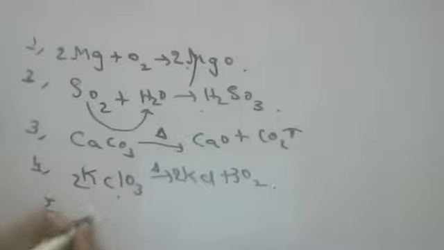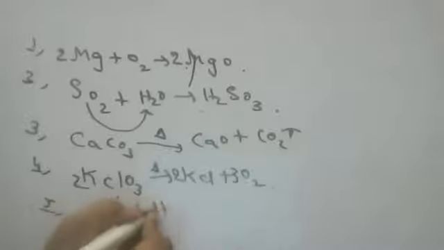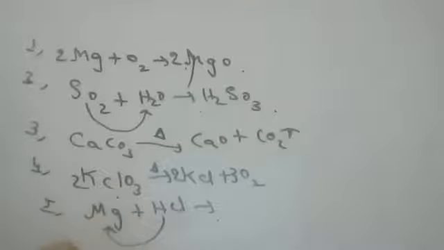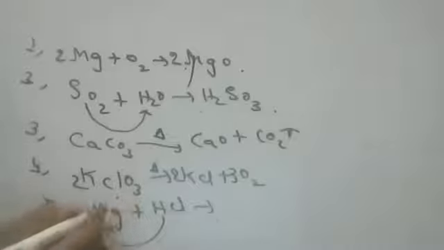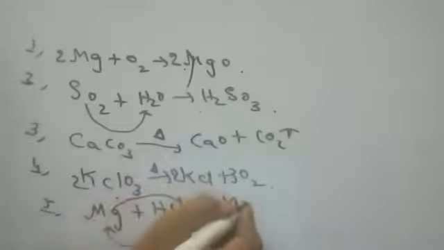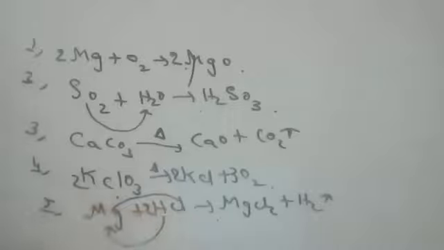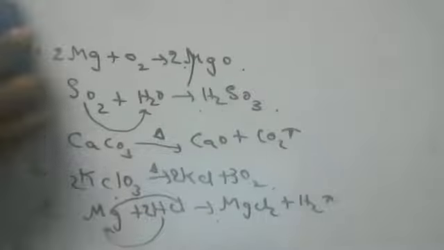Magnesium with HCl. I told you so many times, now again I'm saying, acid with metal gives salt plus hydrogen gas. Never forget. Acid with metal gives salt. What is the salt? Magnesium chloride. And hydrogen gas is compulsory. Okay, children. Acid with metal gives salt plus hydrogen gas.